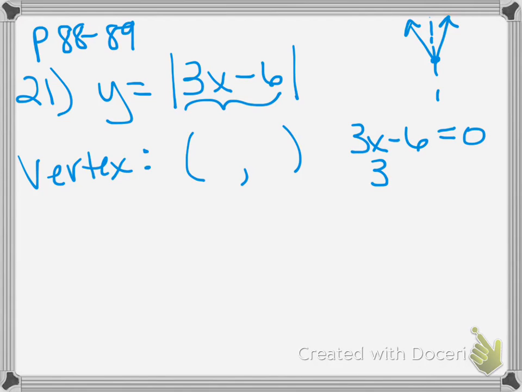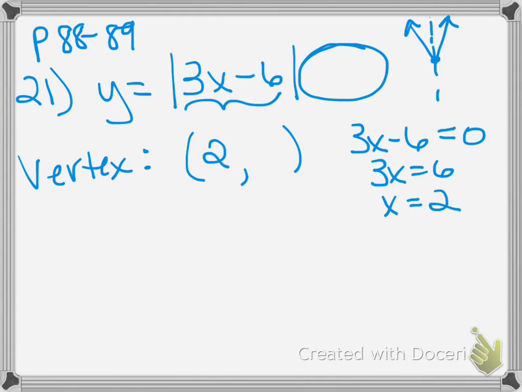So I have to find out what value for x makes that whole absolute value equal 0. So I'm going to solve for x. So I get 3x equals 6, and then x equals 2. So the x value of the coordinate is 2. Then I have to find the y coordinate. The y value of the coordinate is actually whatever your plus c is, or it could be minus c. There's nothing there, so that means that the y value is 0.